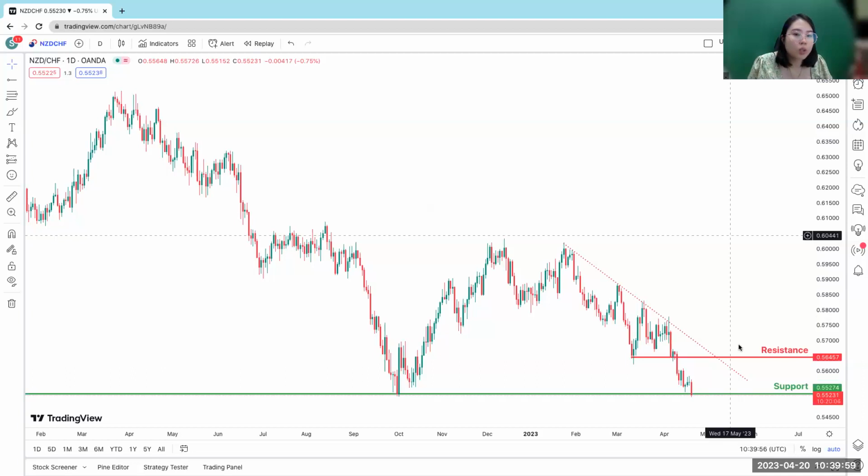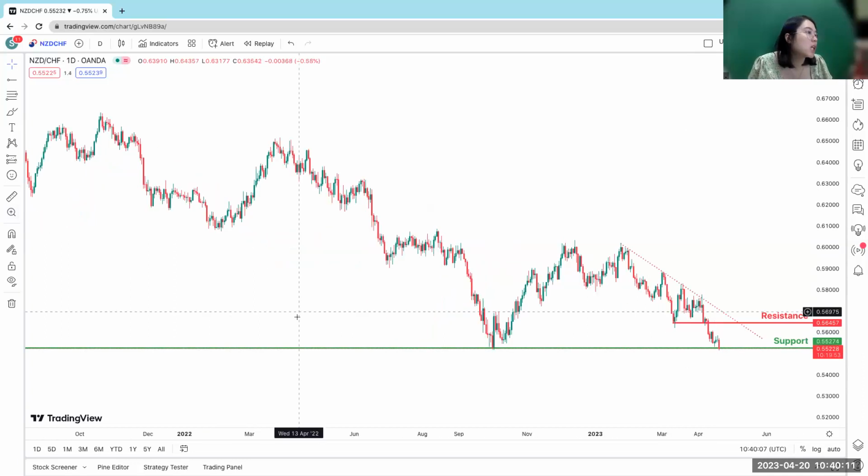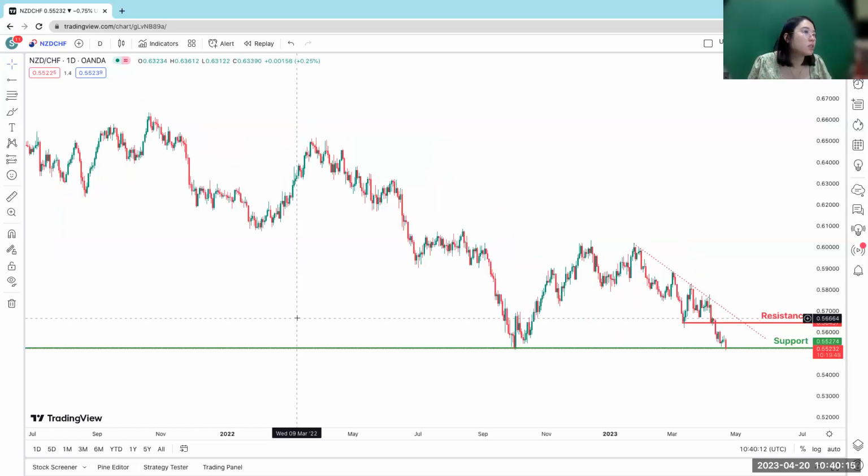The only way I would get in for a sell for this is if price breaks this support. So for this trade, I will only look for a breakout. I wouldn't even consider playing the bounce.